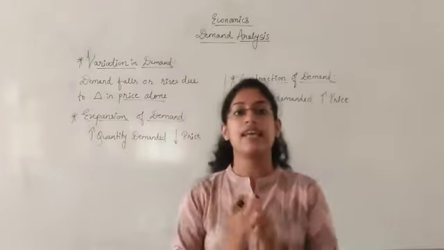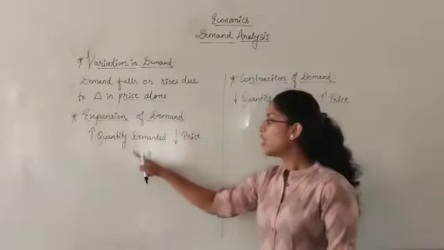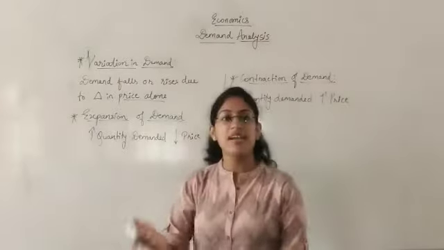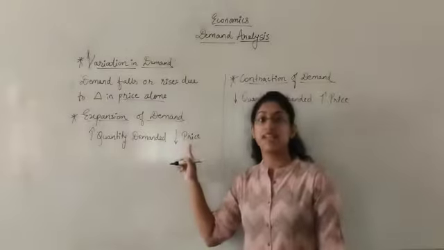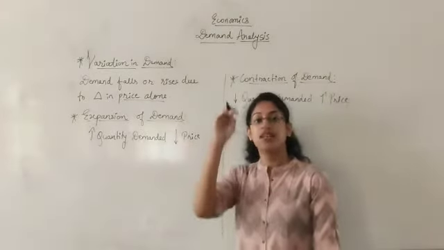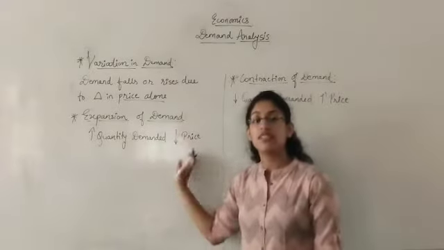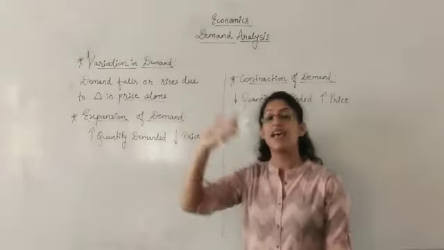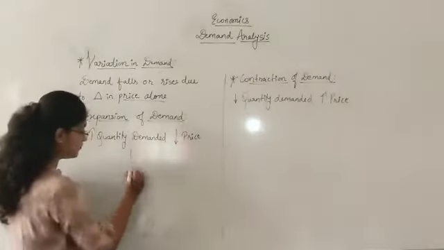Expansion means what? Getting large. So in expansion of demand, what happens? The quantity demanded increases due to the change in price, and what happens to the price? There is a decrease in price. Price is low and because of that the quantity demanded is higher. Okay, let's understand this with the help of a graph.